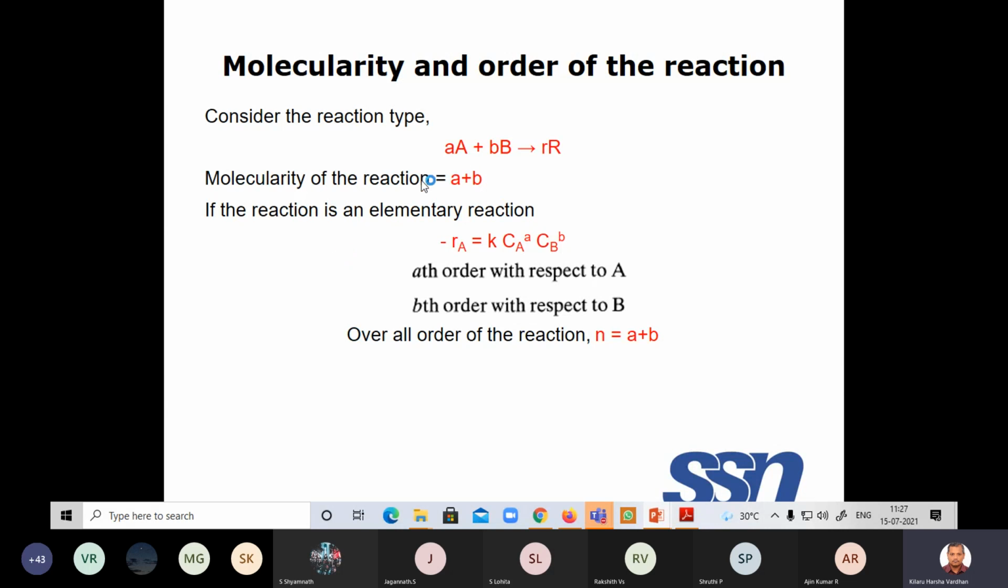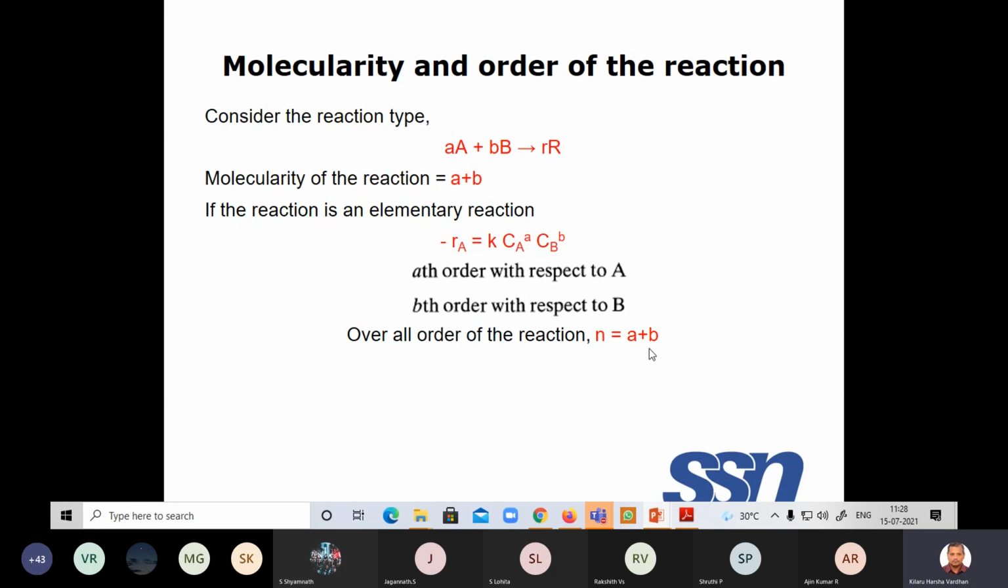Now, what is order? If the reaction is elementary, then we can write minus Ra as K into Ca power a, because of the stoichiometric coefficient, and Cb power b. So this reaction is ath order with respect to A, and bth order with respect to B. So the order of a reaction is nothing but the sum of the powers, a plus b.